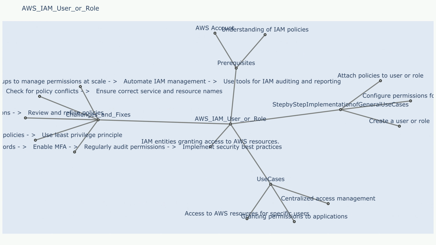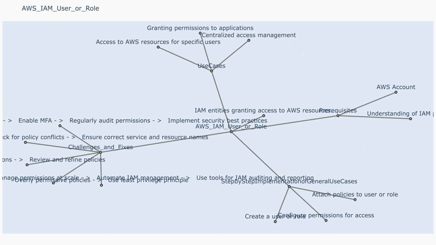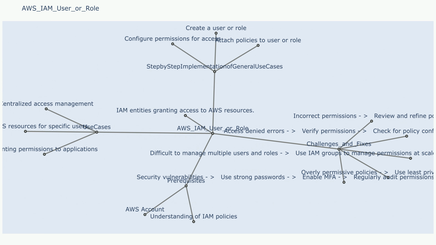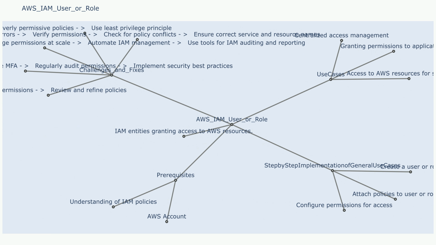Use cases: access to AWS resources. For specific users, you can create an IAM user for each individual who needs to access AWS resources. This allows you to control their access based on their specific job functions.